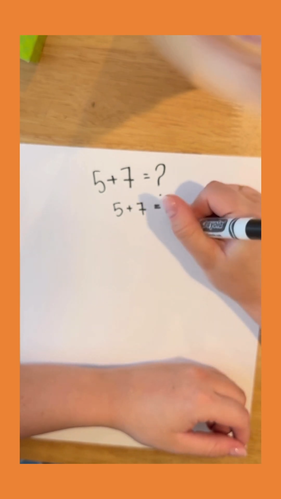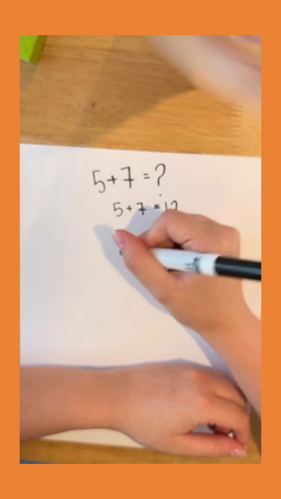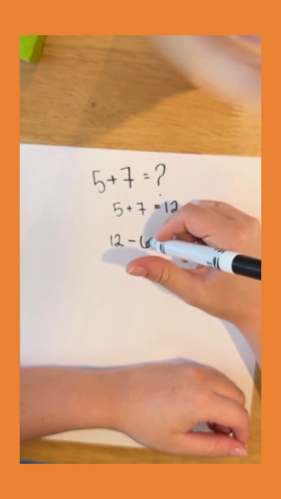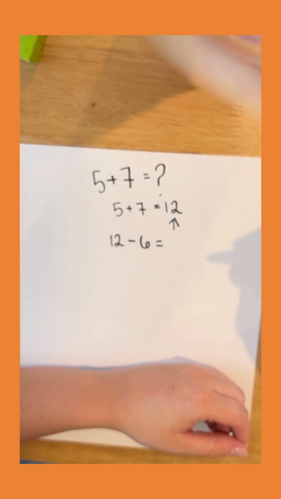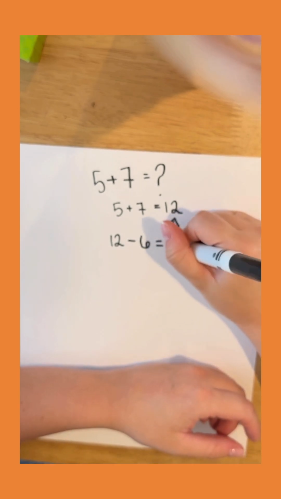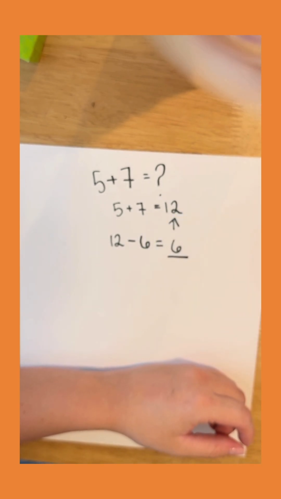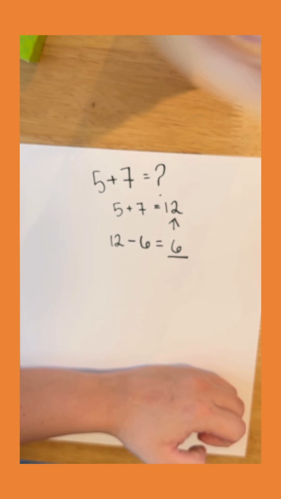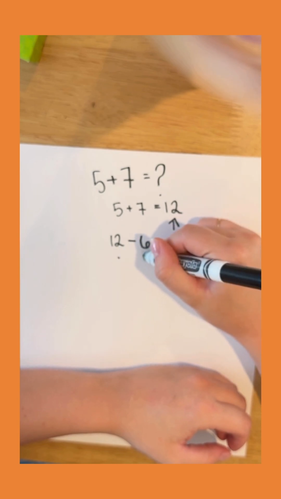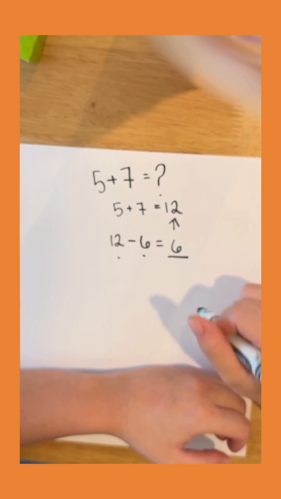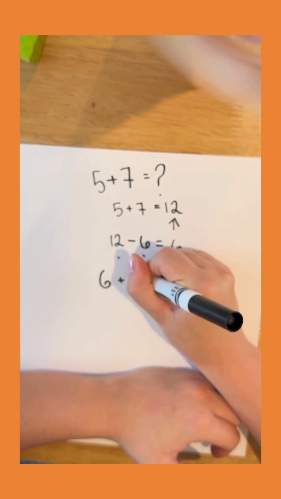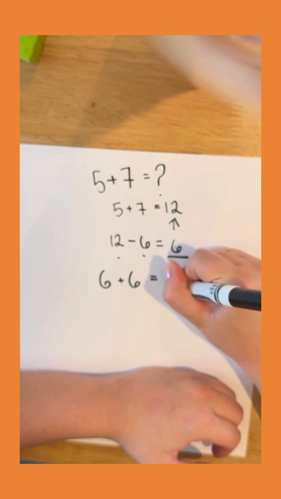Now if we kept our 12 and we subtracted 6, 12 minus 6, what does that equal? Exactly, 12 minus 6 is 6. Great practice of subtraction, you guys. And now we can see that half of 12 is 6. So what does that mean? That means on the reverse, 6 plus 6 equals 12.